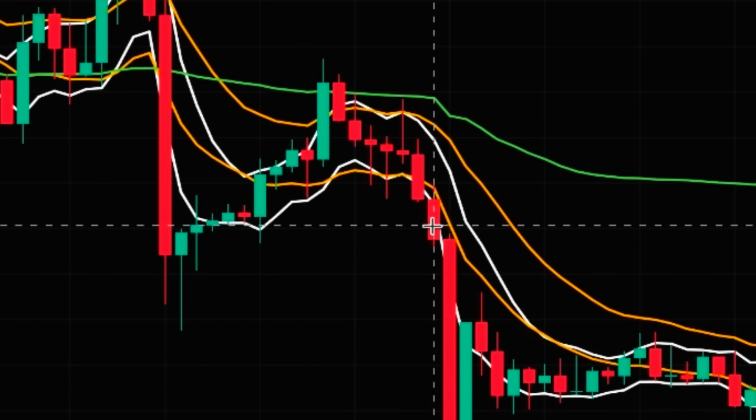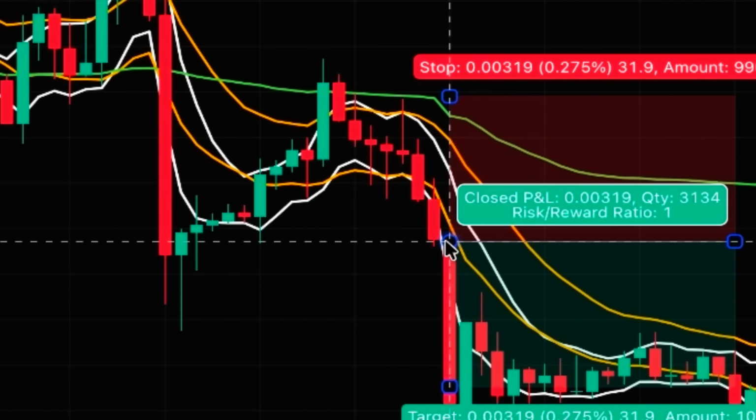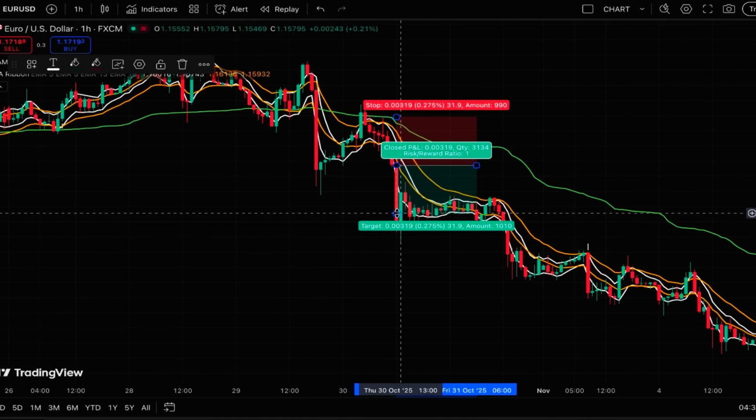So the reversal signal here is confirmed, and in practice we could enter a short position at this point with the stop loss above the green line and profit target at a risk to reward ratio of 2.